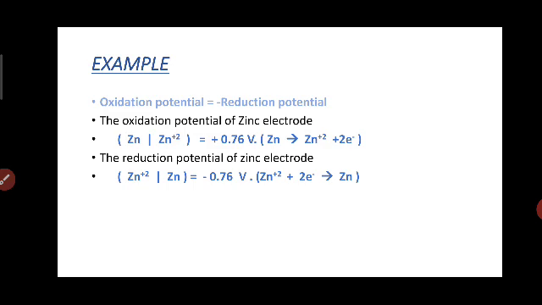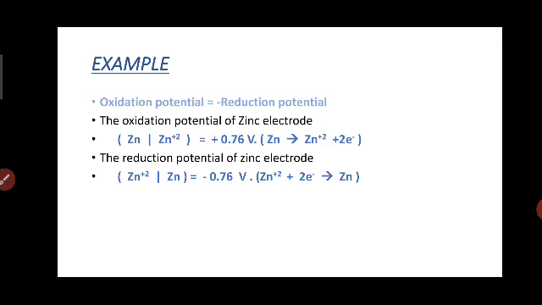In the reaction form, zinc gives Zn2+ plus 2 electrons. This is the electrode, and in the reaction form, zinc gives Zn2+ plus 2 electrons. This reaction is an oxidation reaction. That's why this potential, 0.76, is the oxidation potential.